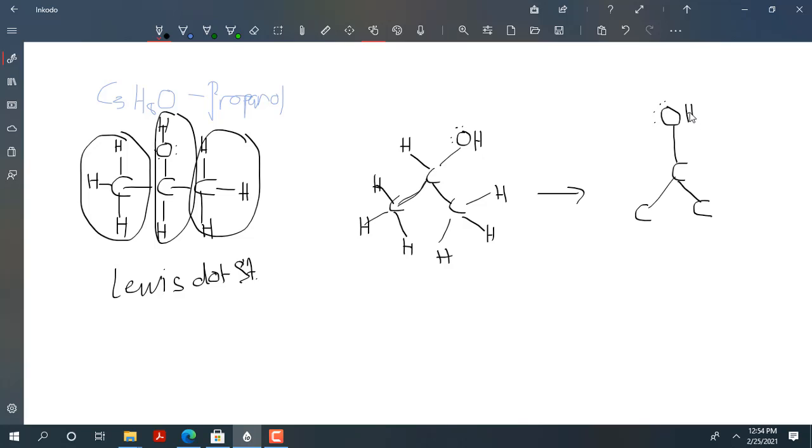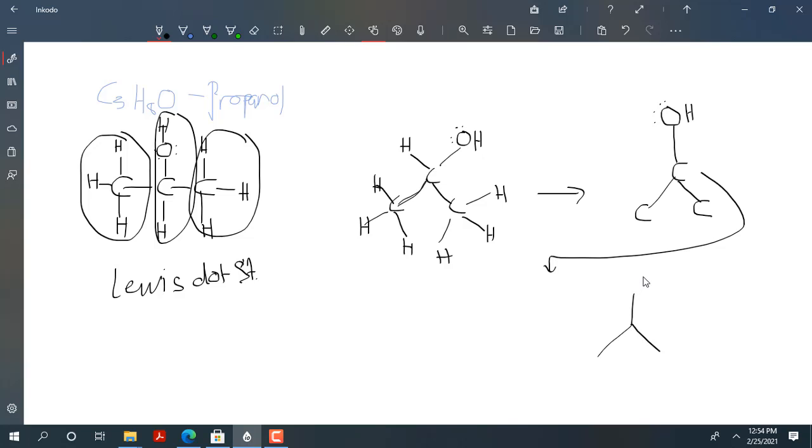Next, we can simplify this further by taking out the carbon labels. So we take out carbon. Here we take oxygen, and the next step is we take that carbon. So we'll take that carbon, and the structure will be like this one.